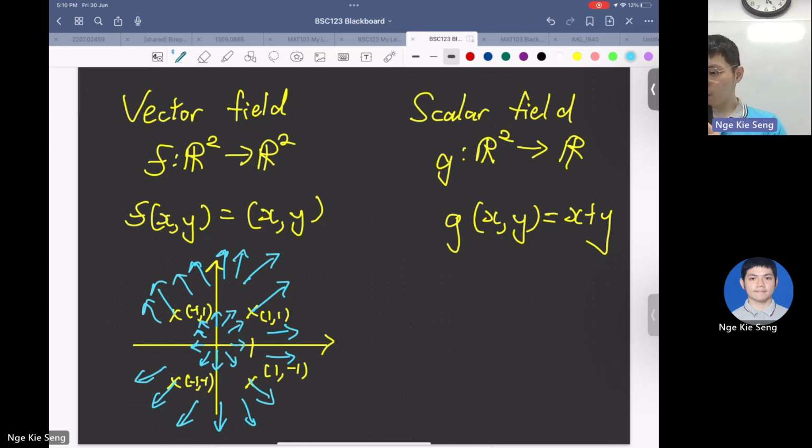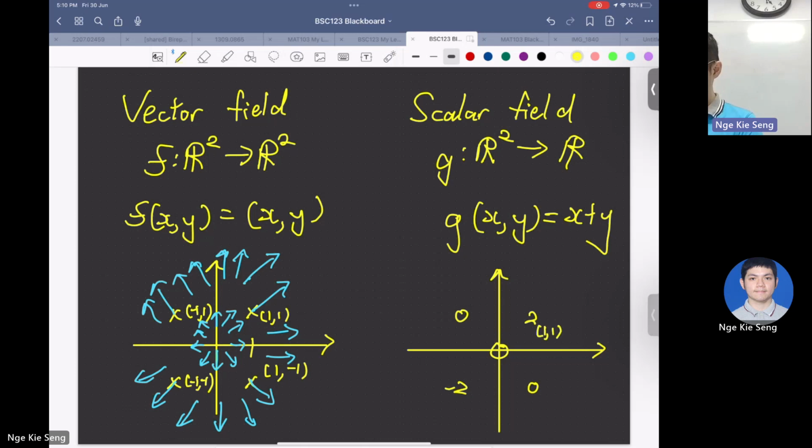How about a scalar field? Why do we call it a scalar field? Because on each point, I only get a number, only a value. For example, at (1,1), I get 2. Here we get 0. Here we get -2. Here we get 0, and so on. At every point, I only get a value.